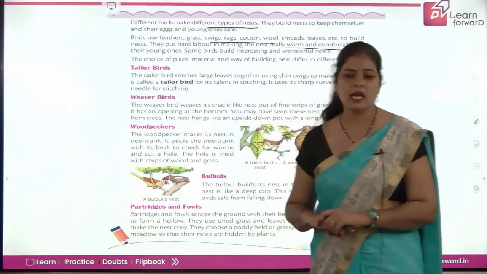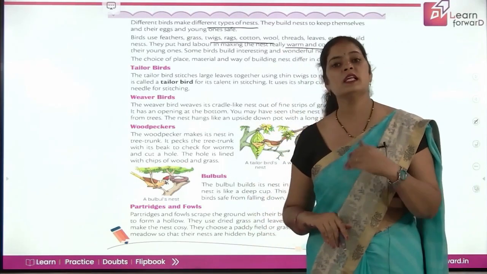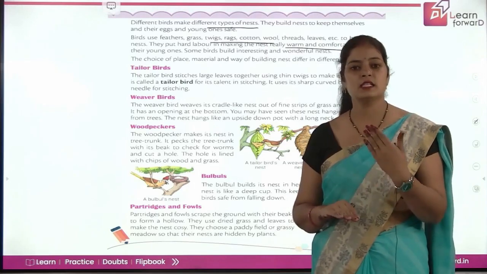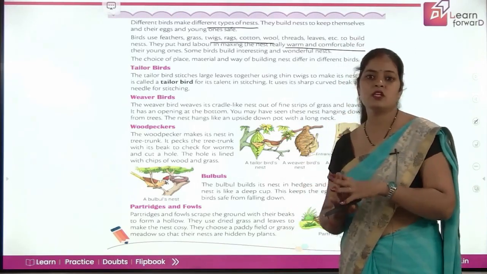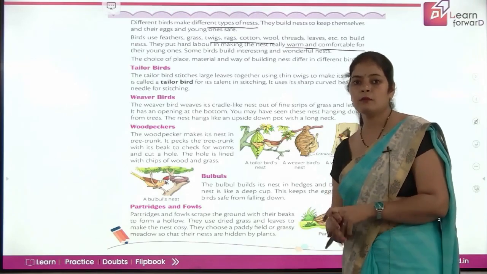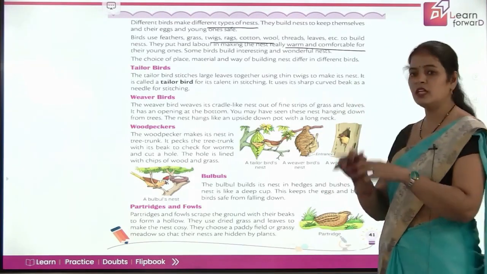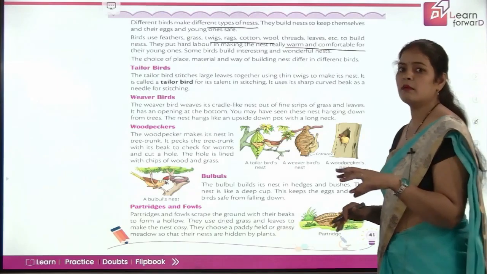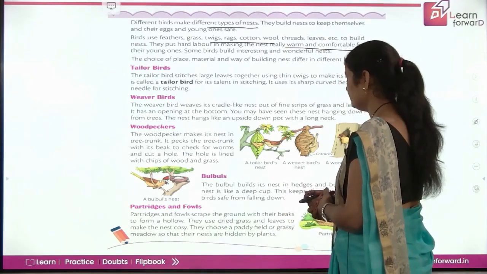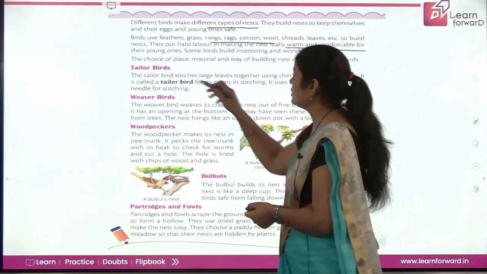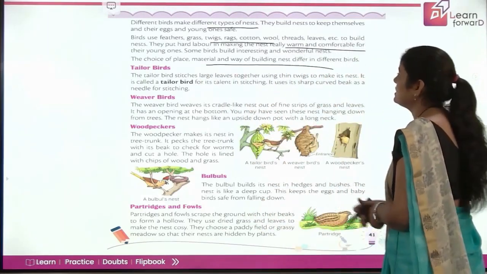So what they actually want is that whenever they lay eggs and later on these eggs are hatched, the young ones that are coming out must be very comfortable there, and for that purpose they put in a lot of effort so that they can make their nest comfortable for the young ones. Fine. Now the choices of place, material and way of building nests differ in different birds.